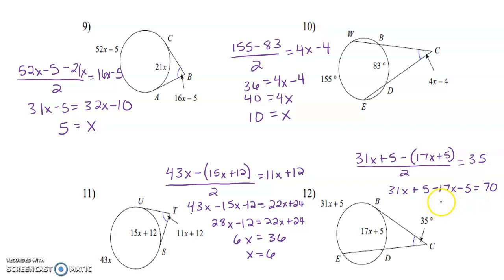All right, so now it's time to combine our like terms. I get 14x, my plus 5 and my minus 5 cancel, equals 70. And then I want to divide by 14, x equals 5.